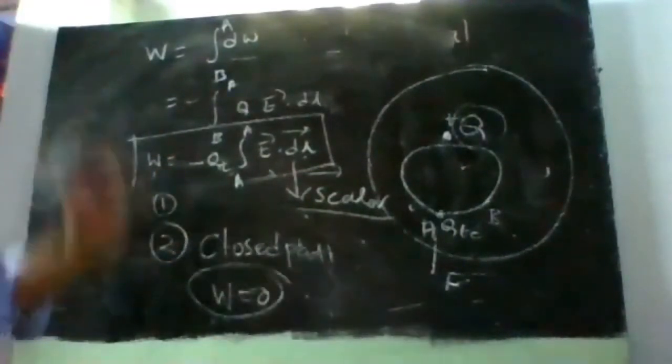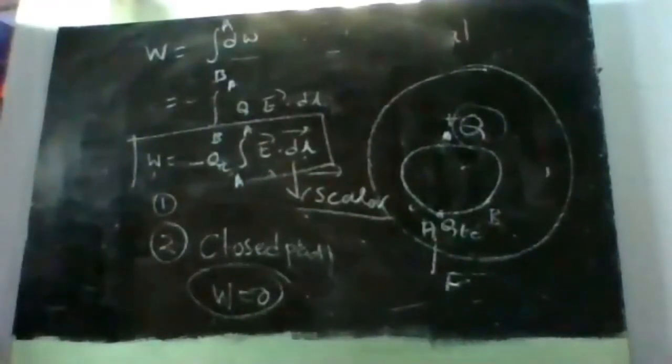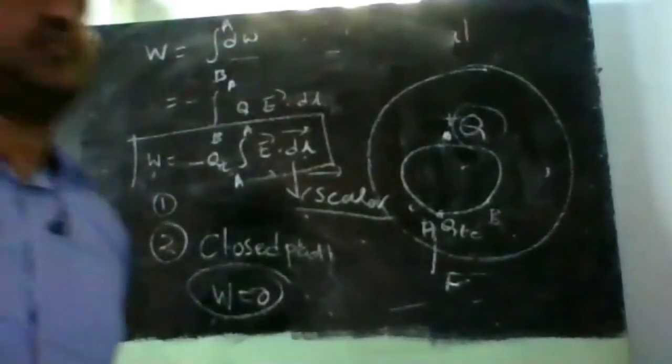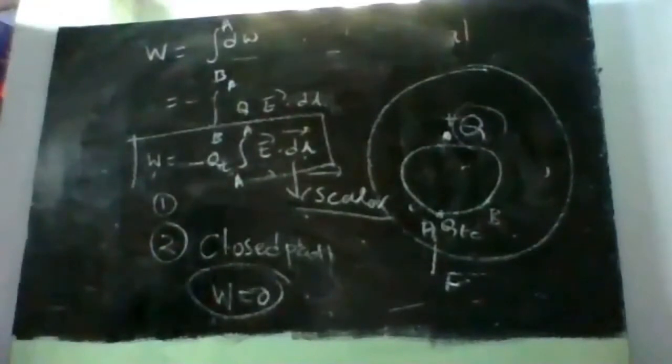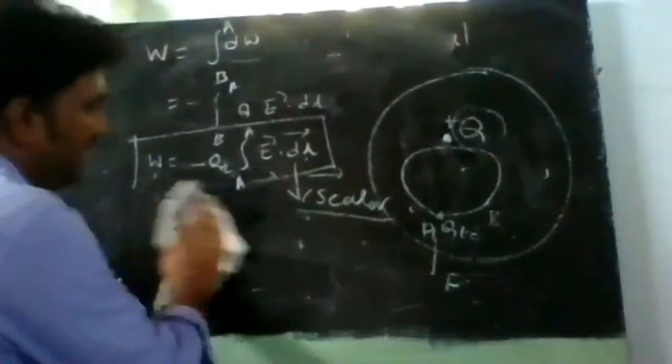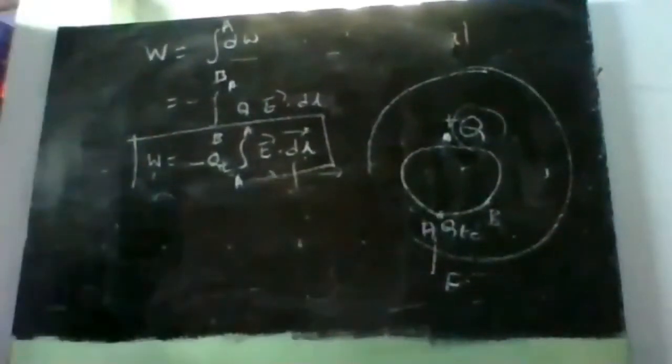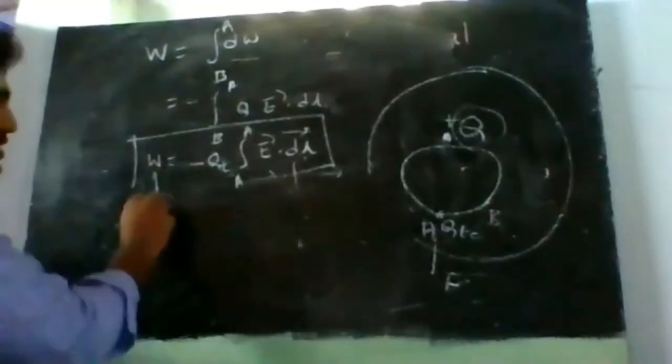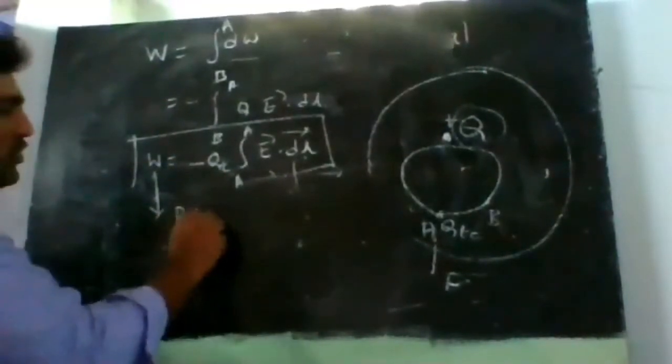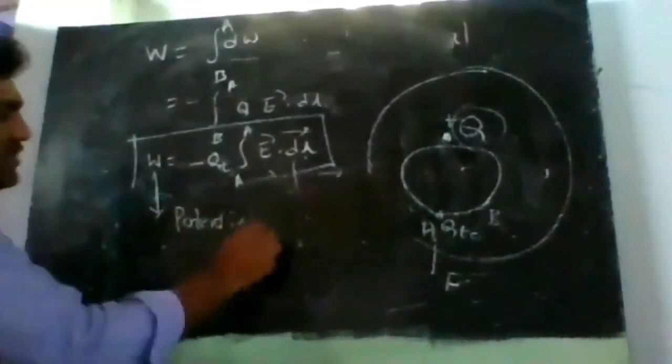So this is the concept of work done. We have introduced a new term called work done. It is the amount of work you have to do, or the force you have to apply, to move a charged particle over a particular distance. Now let us go to the next term. From work we will go to the next term, which is called potential. What is this potential?